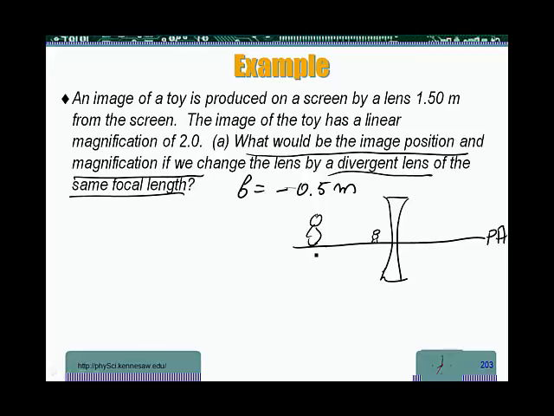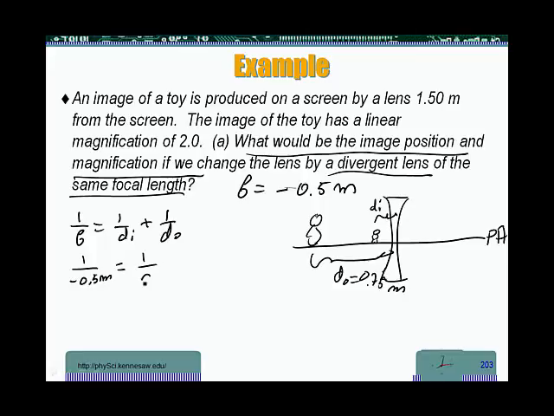So this would be my dO that we found from the previous question, 0.75 meters, and we need to find our di. Okay, so we go ahead and find that. So 1 over f is equal to 1 over di plus 1 over dO. So in this case, 1 over minus 0.5 meters is equal to 1 over di plus 1 over 0.75 meters.